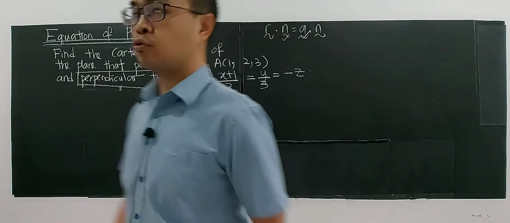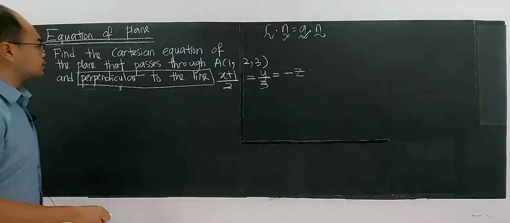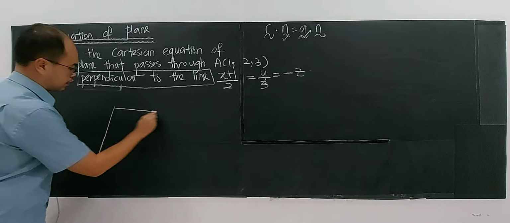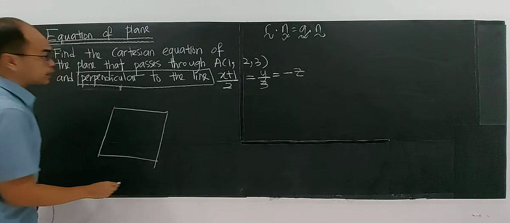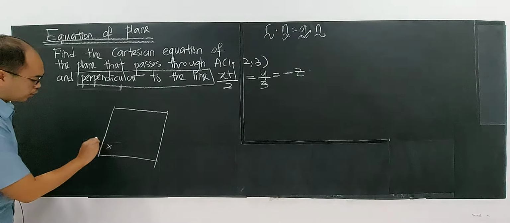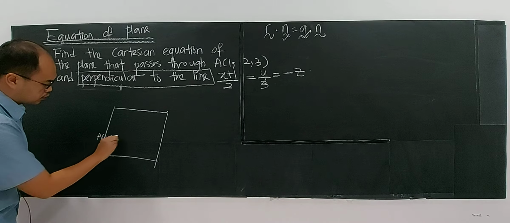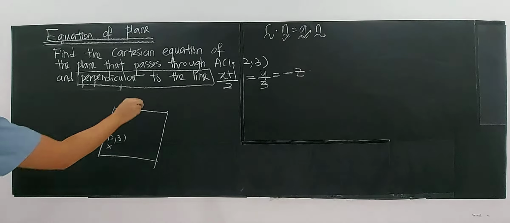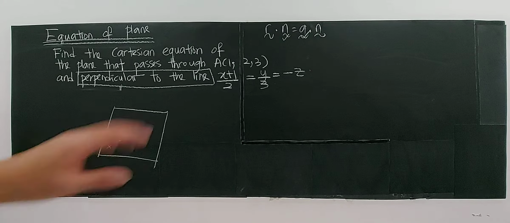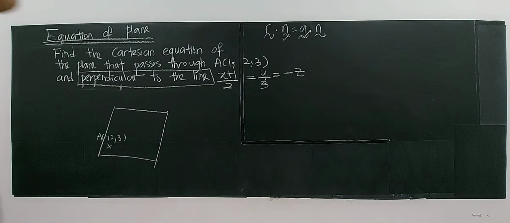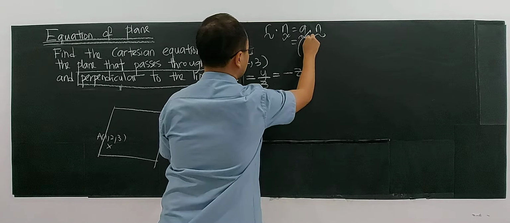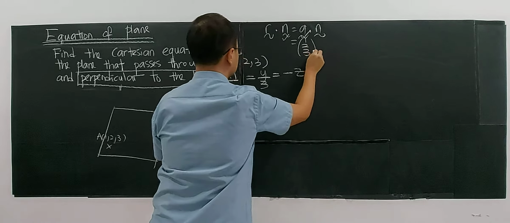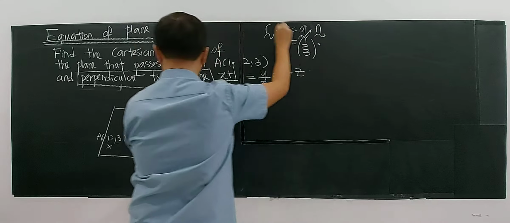This question is asking you to find the Cartesian equation of the plane, right? You have a plane, and this plane passes through a point A, (1, 2, 3). So it means that the point A is on the plane, right? So I already have the information for A, which is (1, 2, 3). What I need is the normal.